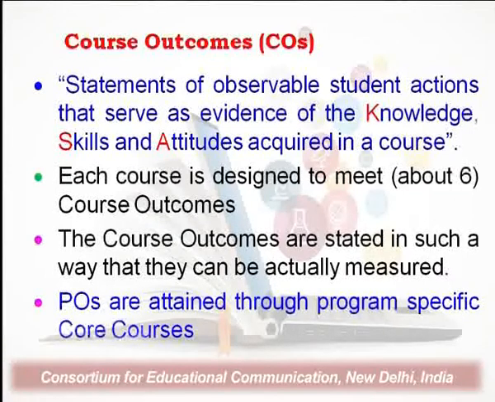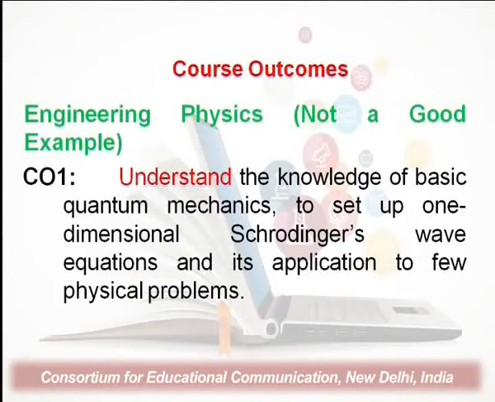The course outcomes are stated in such a way that they can actually be measured. So when you are framing the course outcomes, they should be smart, crisp and measurable. The program outcomes are attained through the program specific core courses, and the course outcomes are, for example, of engineering physics. It is the course outcome which I am explaining to you, it is not a good example. Again, I will give you the corrected example also to make you understand better. So here is an example of not a good set of course outcomes of an engineering physics course.